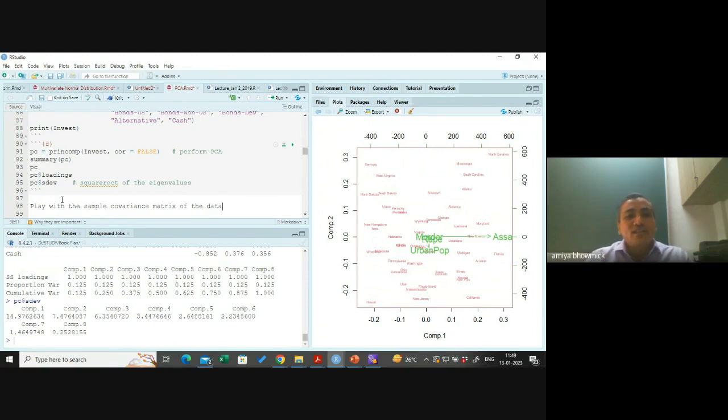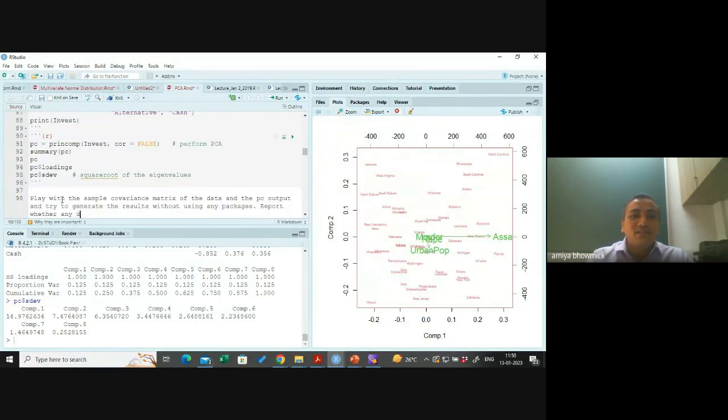So play with the covariance matrix of the data and the PC output, and try to generate the results without using any packages. Also report whether you are getting any discrepancies or not. Okay.